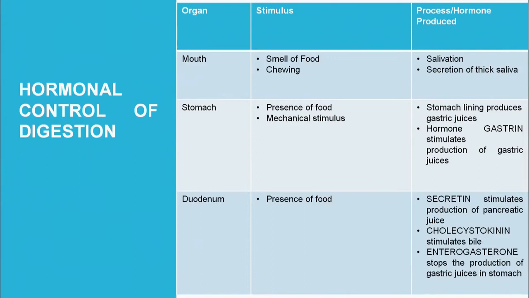In the stomach, the presence of food and the mechanical stimulus results in the production of gastric juices from the stomach lining and the hormone gastrin, which stimulates the production of gastric juices. That is all done by the mechanical stimulus which promotes the production of gastrin as well as ultimately the gastric juices. In the duodenum, the presence of food or chyme increases the production of the hormone secretin. It stimulates the production of pancreatic juice. Then cholecystokinin stimulates the production of bile.